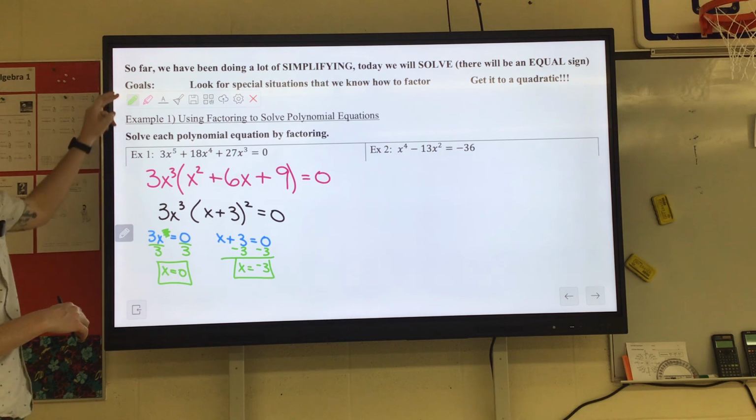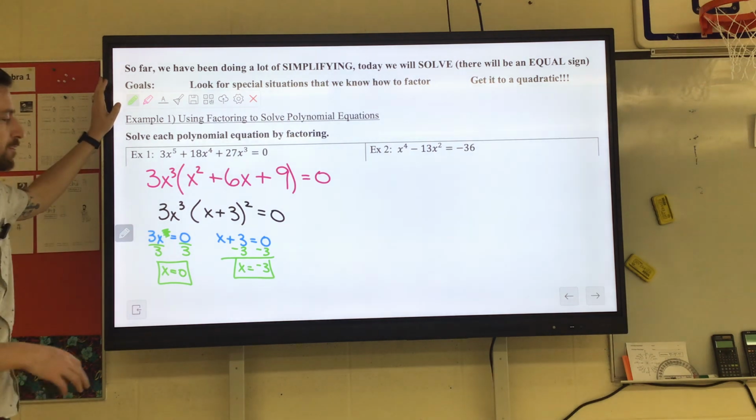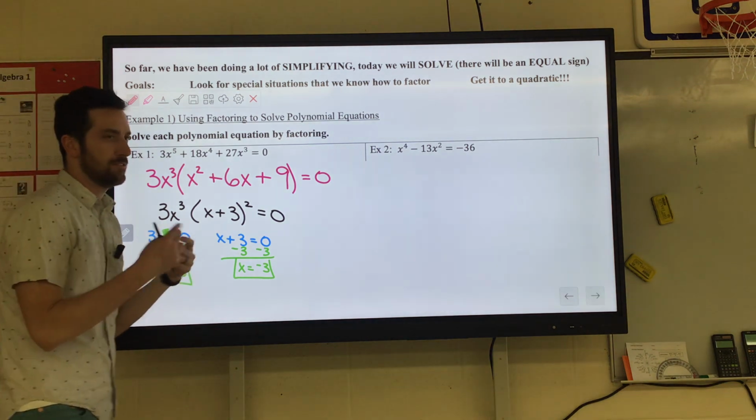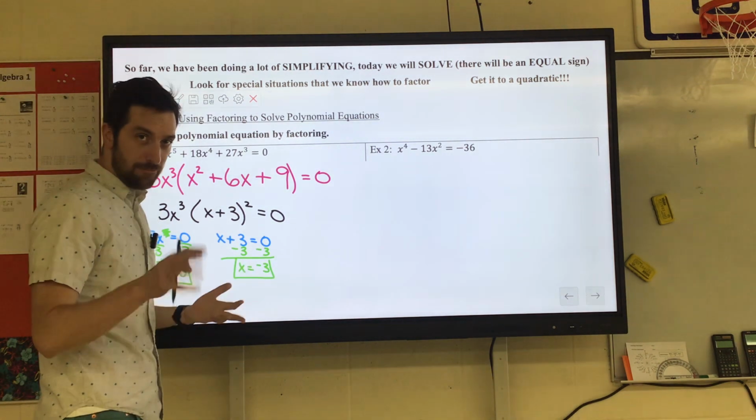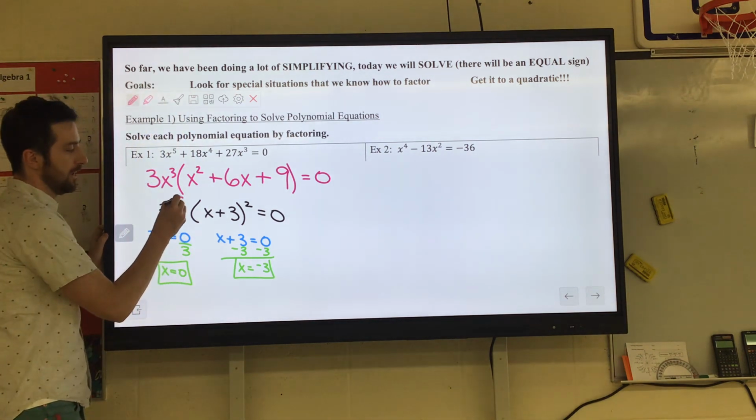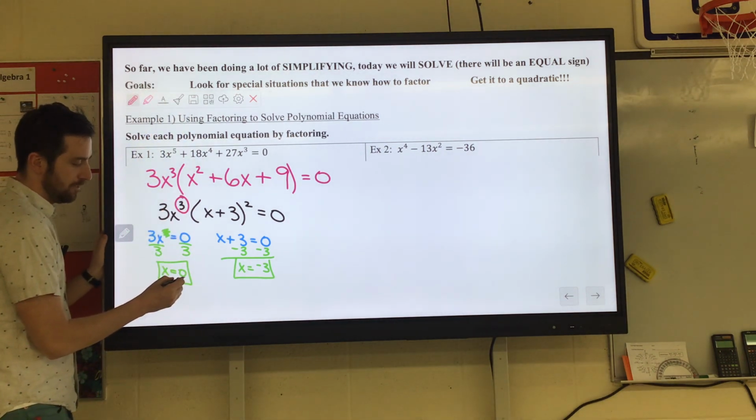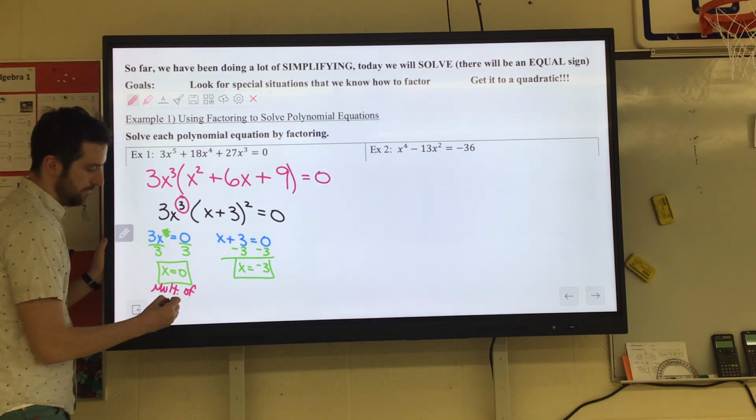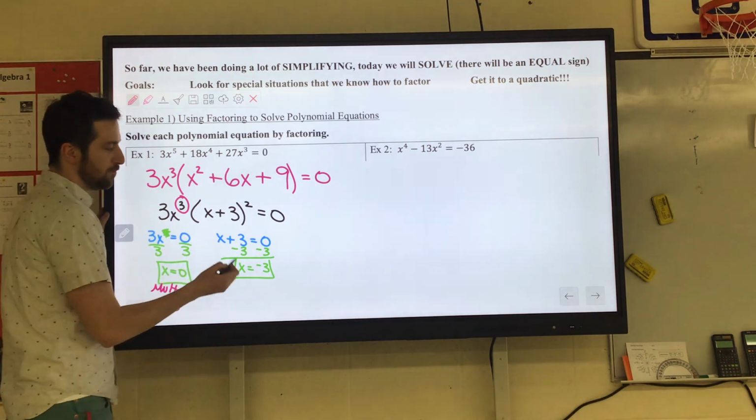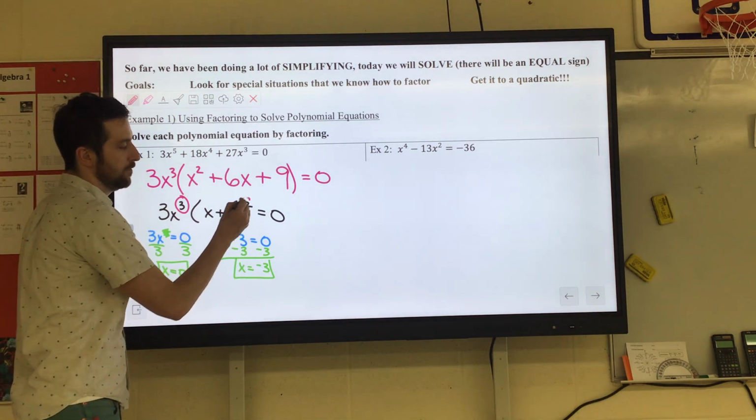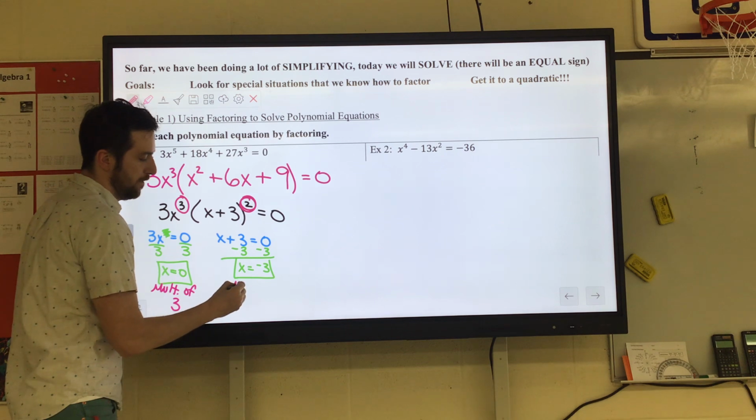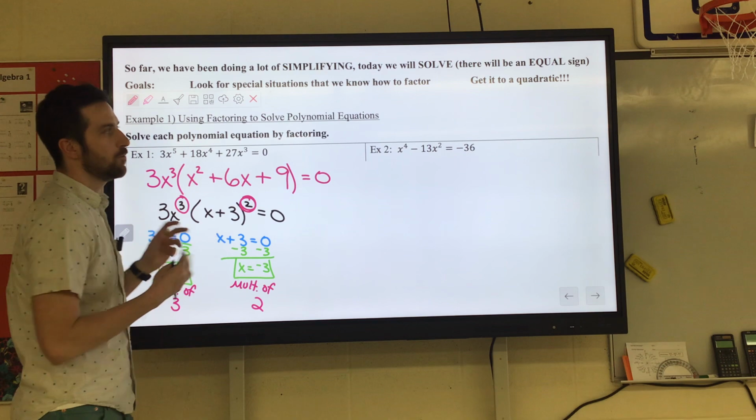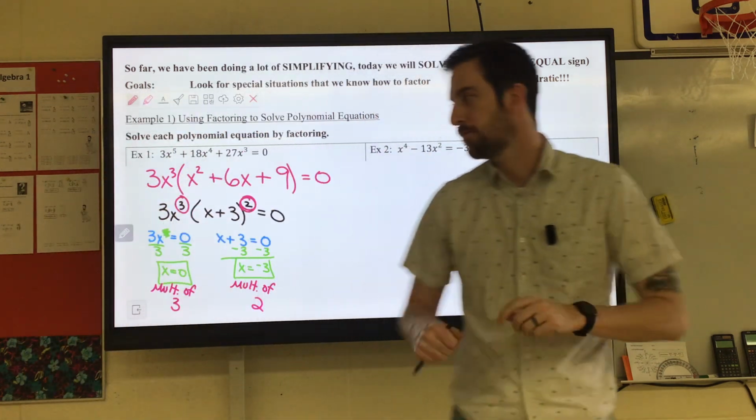Here's the other part. It doesn't even talk about multiplicity yet. That comes up later. But essentially they're saying, how many times would this 0 happen? And for that, you go to the exponents. If you look, this was x to the third. So they say 0 has a multiplicity of 3 because it was x to the third. This x plus 3, which came out to negative 3, was to the second power, so we have a multiplicity of 2. And again, that comes more into play when we're graphing these problems.